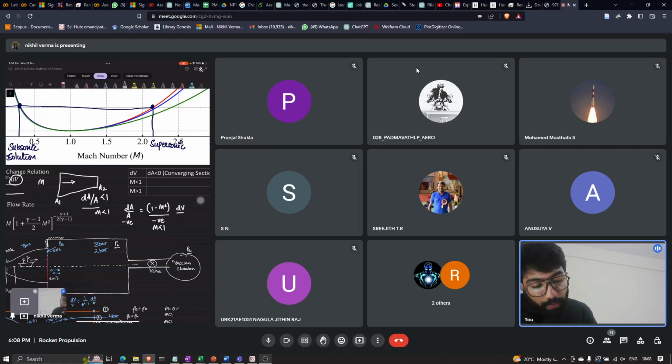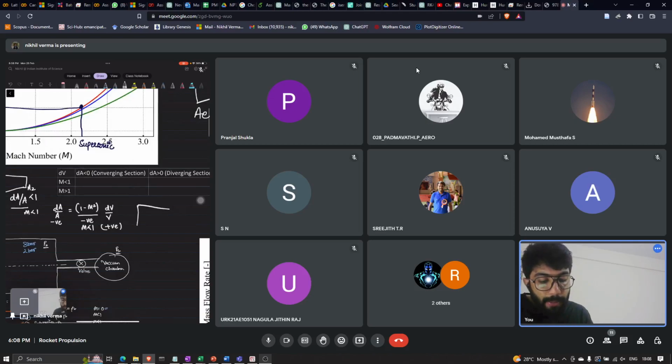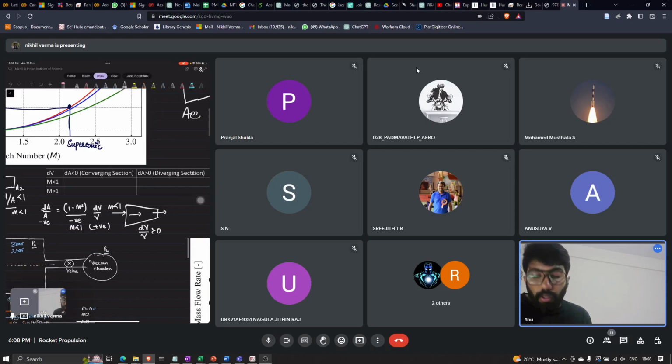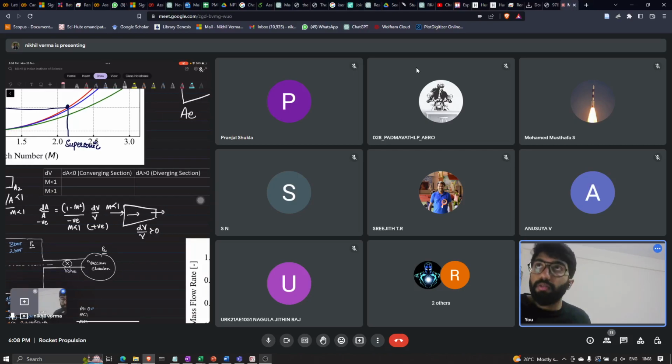So dV by V will be, anybody? This has to be positive, right? Which means if you have a converging section and the Mach number is subsonic at this section, the velocity will increase along the flow, and dV by V will be greater than zero. I hope this point is clear to everyone.